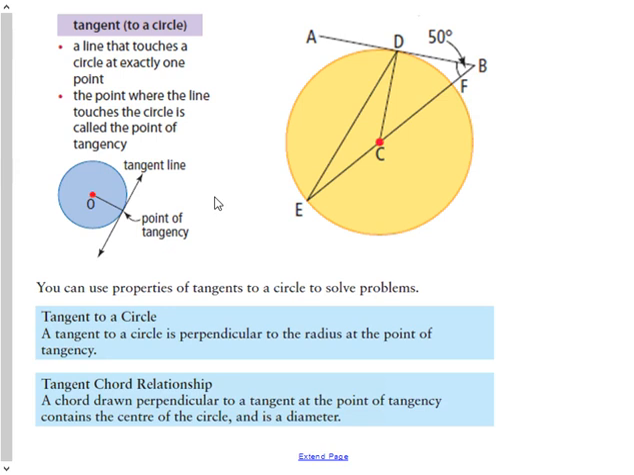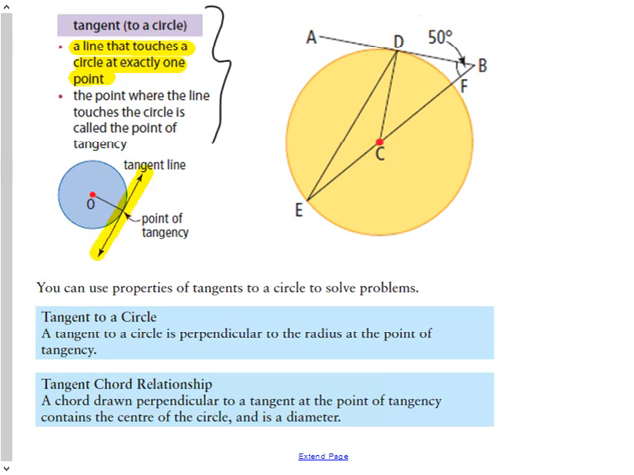I'm away on the band trip, so hopefully this video will help you understand Chapter 10.3 on tangents of a circle. So in your handout, you have the definition on the left-hand side of the first page. It says, what is a tangent to a circle? Well, a tangent to a circle is a line that touches a circle at exactly one point.